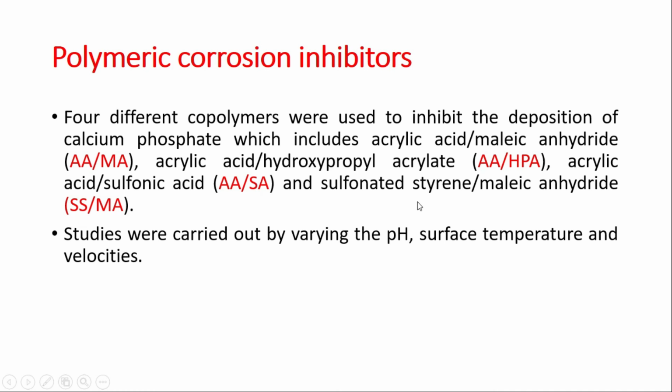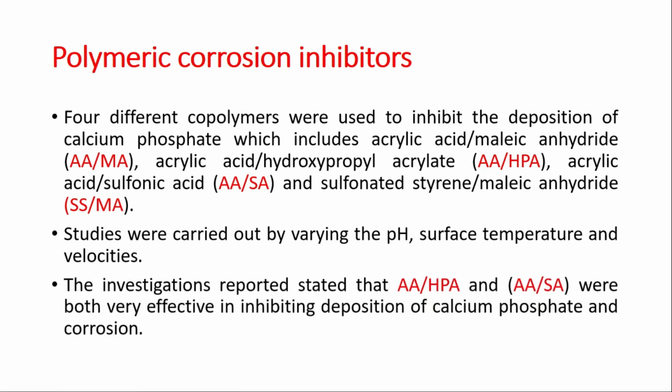Studies were carried out by varying the pH and the surface temperature, and the velocities can also minimize the corrosion of the metallic surfaces. The investigations reported that the combination of acrylic acid and HPA, and acrylic acid and sulfonic acid, were both very effective in inhibiting the deposition of calcium phosphate and the corrosion of the pipelines and metallic surfaces usually used in the process industry.